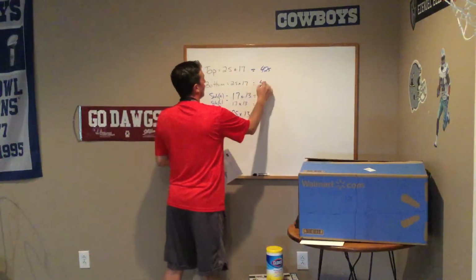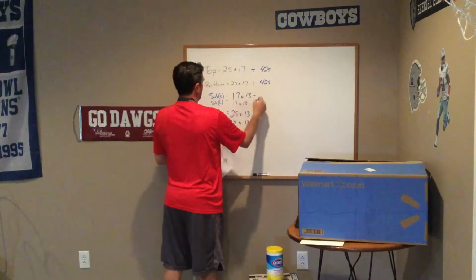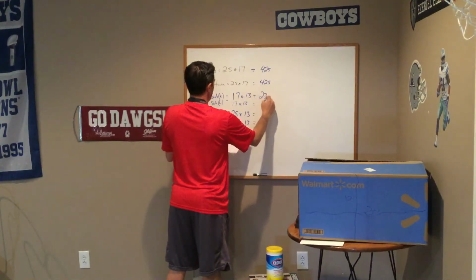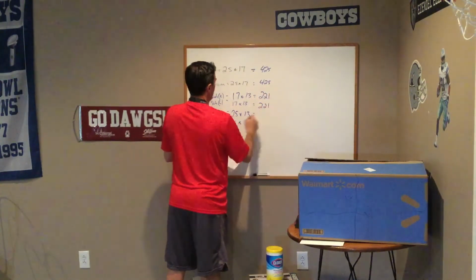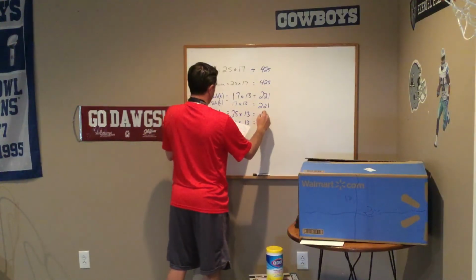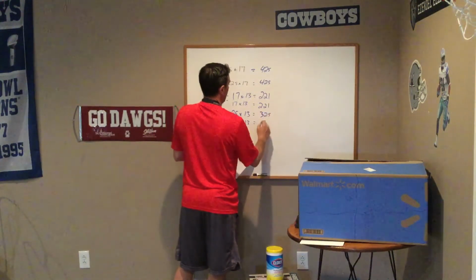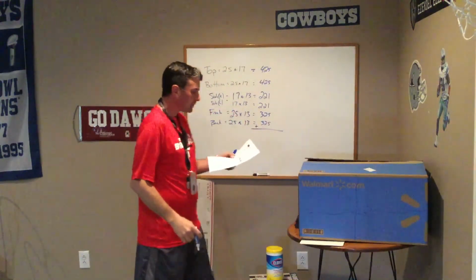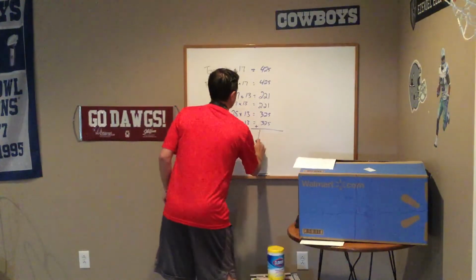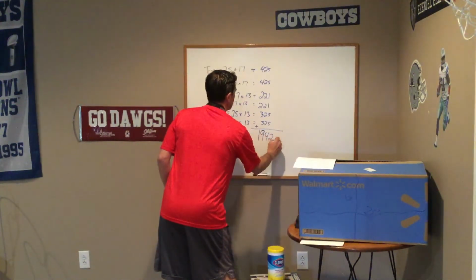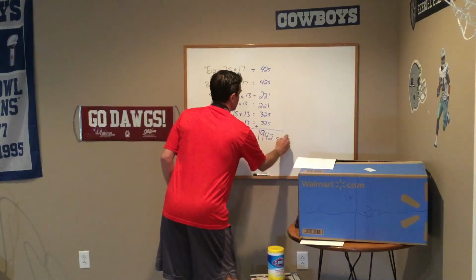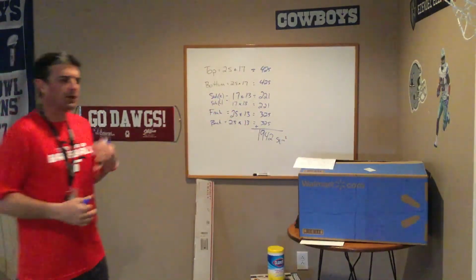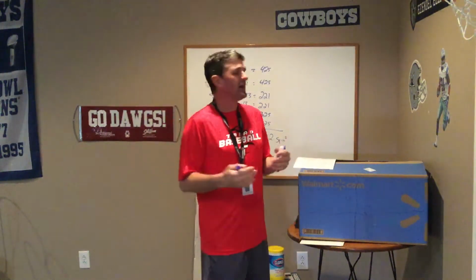25 times 17 is 425. 17 by 13 is 221. And that would be 221. 25 times 13 is 325. We would add all of this up, and you would get 1,942 square inches.